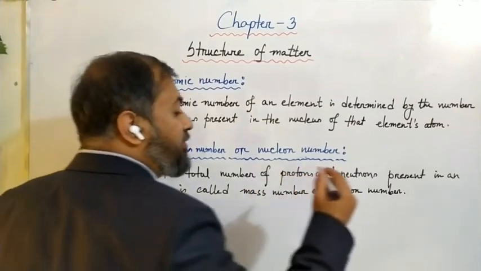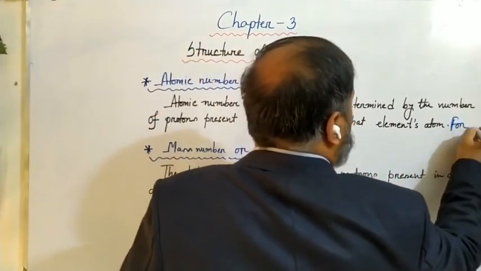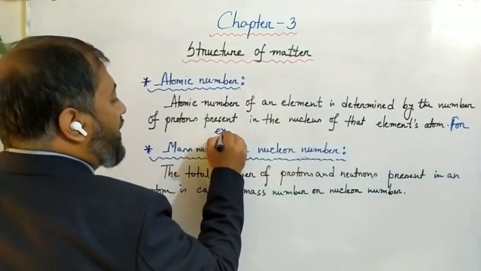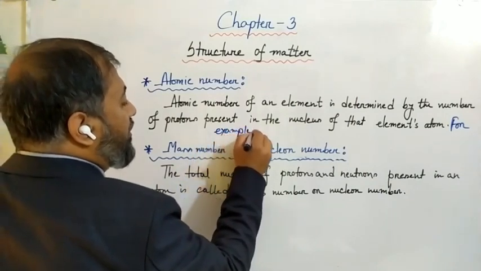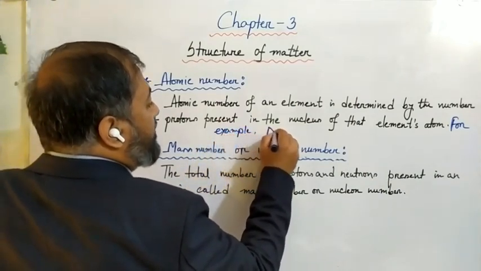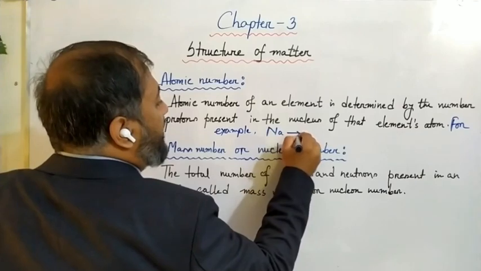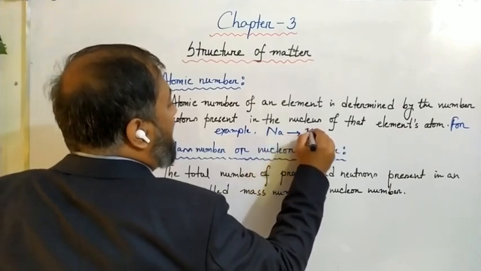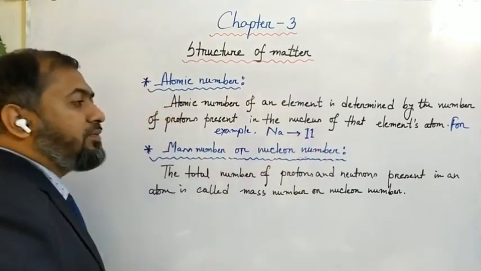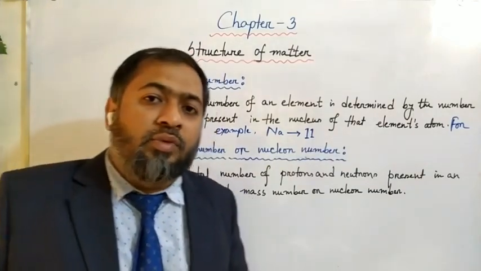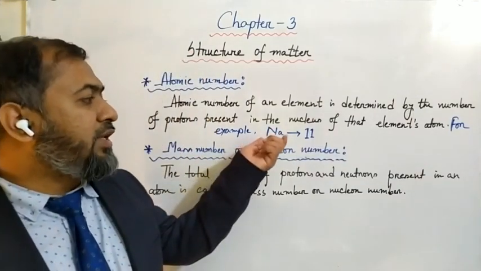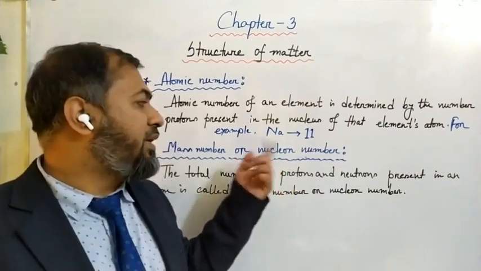For example, I'm going to write down an example. For example, sodium has the atomic number of 11. The atomic number of sodium is 11, which is very special for sodium. Only sodium has the atomic number 11.